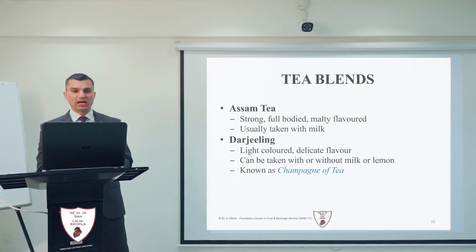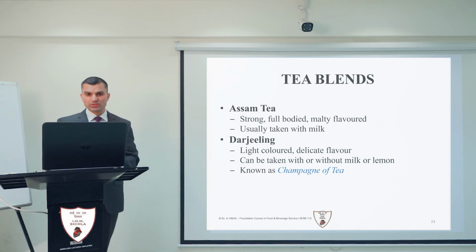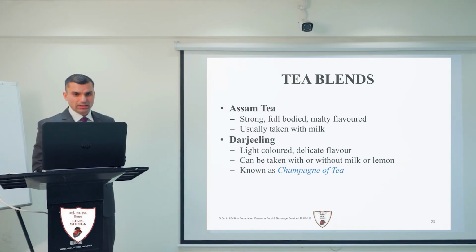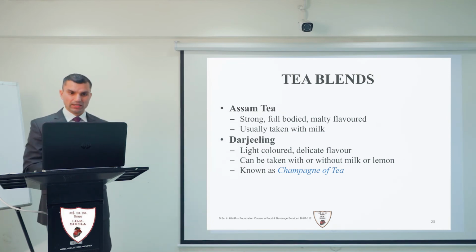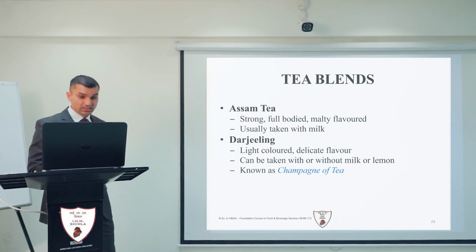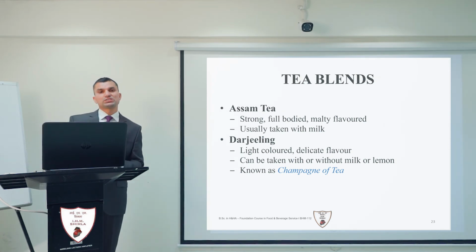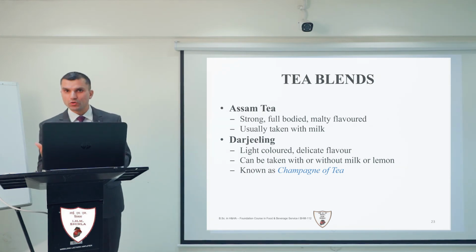The first one is Assam tea from India, and Assam Valley is very famous for its tea, and it is a strong, full-bodied and malty flavor tea, and usually taken with milk. The next one is Darjeeling tea, and it is also known as the champagne of tea, and it's light colored and delicate in flavor. Can be taken with or without milk, or can be taken along with lemon.